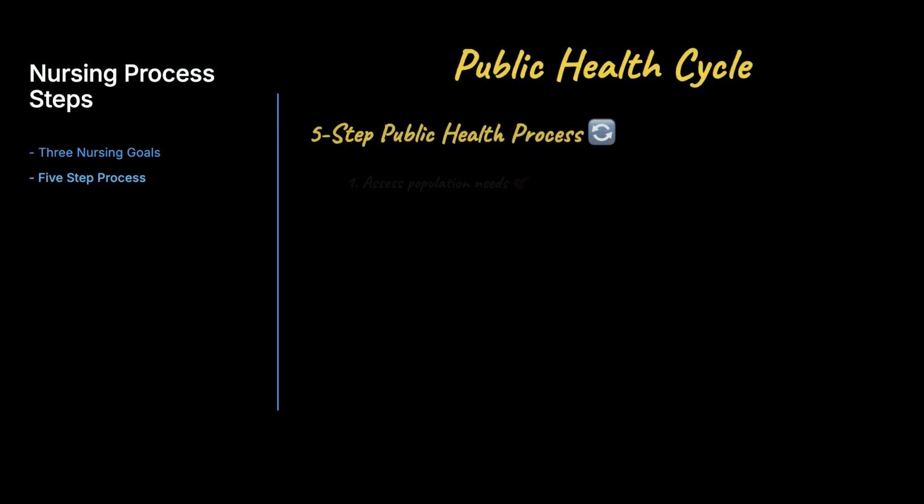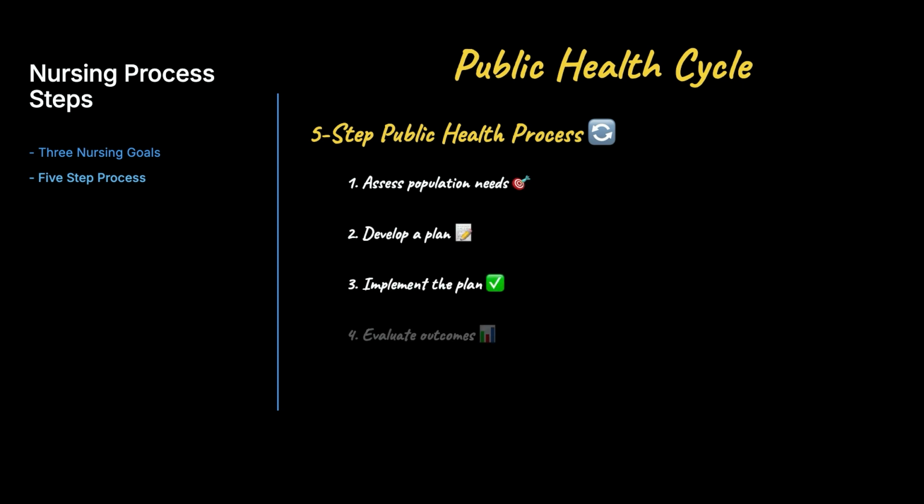To reach those goals, public health nurses follow a 5-step process that mirrors the familiar nursing process, but applies to whole populations. First, assess the needs of a population. Second, develop a plan. Third, implement it. Fourth, evaluate the outcomes. And fifth, use those results to take further action. The key insight is that this cycle never ends.